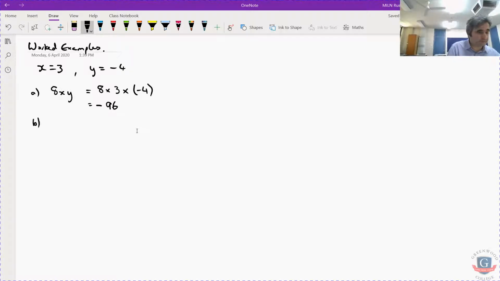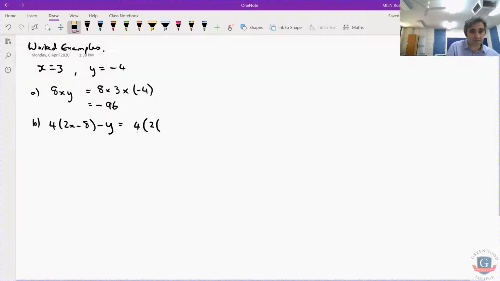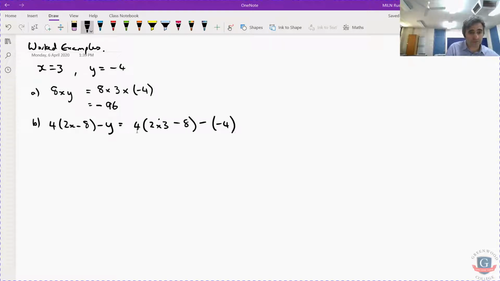Let's do another one. Still substituting in 3 and negative 4. 4 times 2x take 8y. That will be 4 times 2 times x, 2 times 3, take 8, take negative 4. I have to be a little bit careful with this one. That'll be 4 times by 2 3s are 6, take 8 is negative 2.